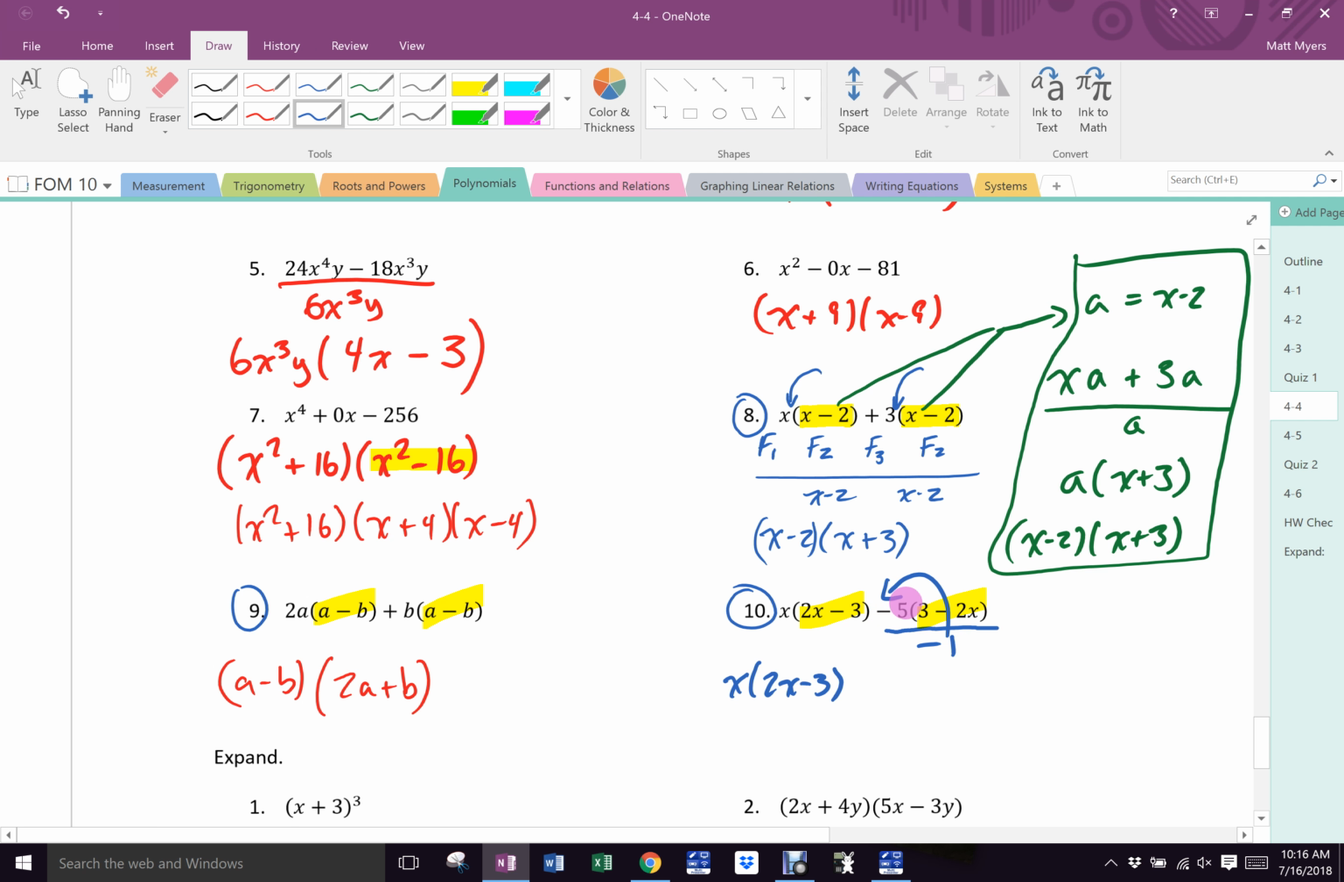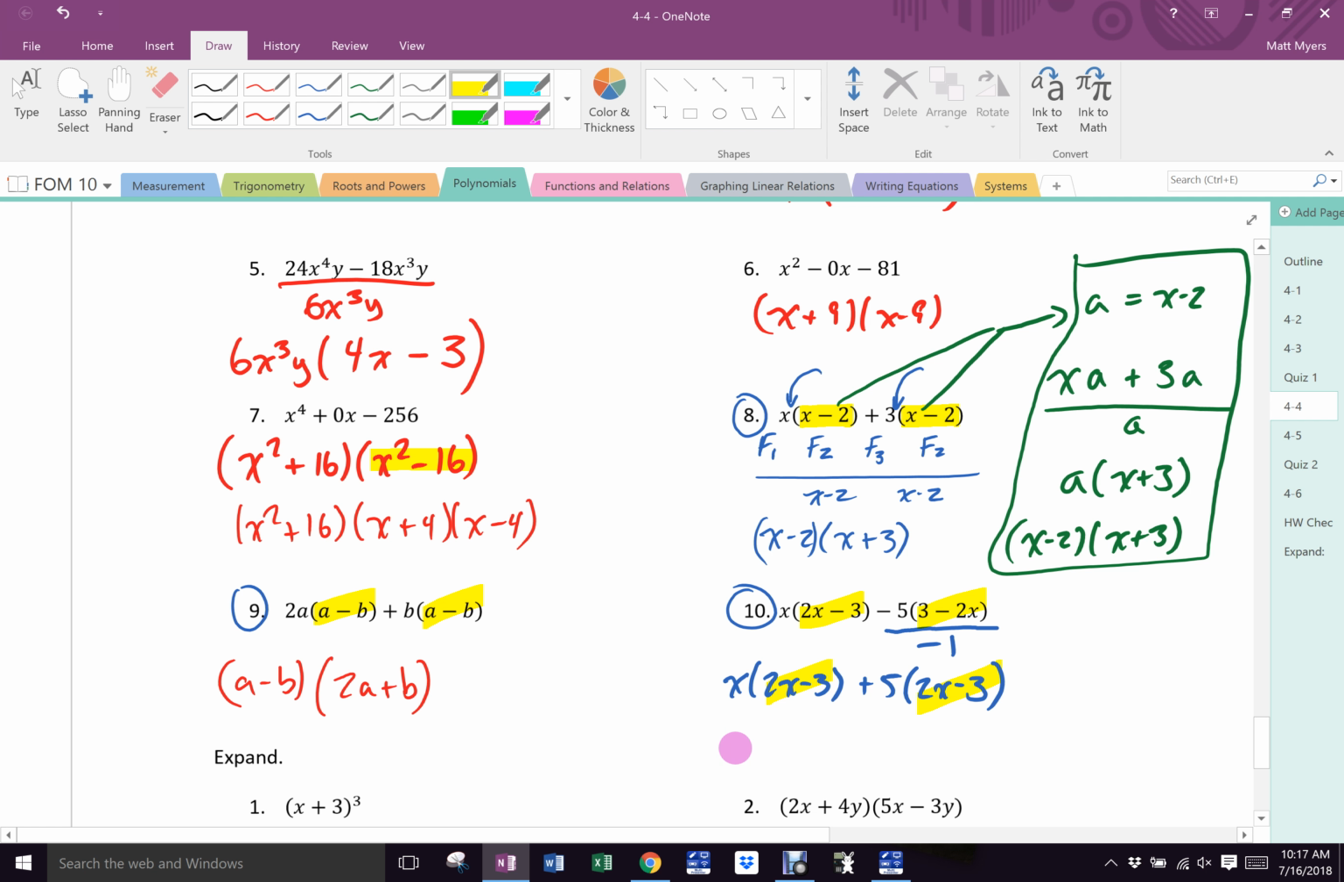What's negative 1 and negative 5 multiply to? Positive 5. Now, what is 3 divided by negative 1? Negative 3. What is negative 2x divided by negative 1? Positive 2x. And oh, look what happened. Why am I allowed to do this? Because 1 is a factor of everything, isn't it? So I can always divide out a 1 if I need to change the looks of something.